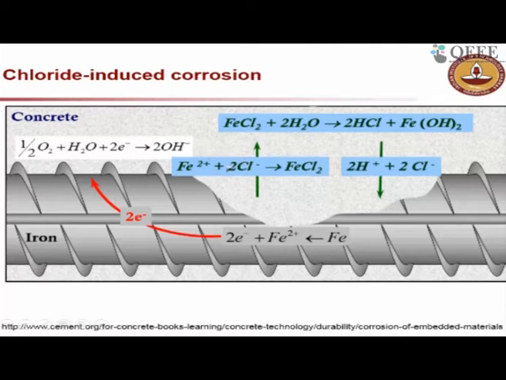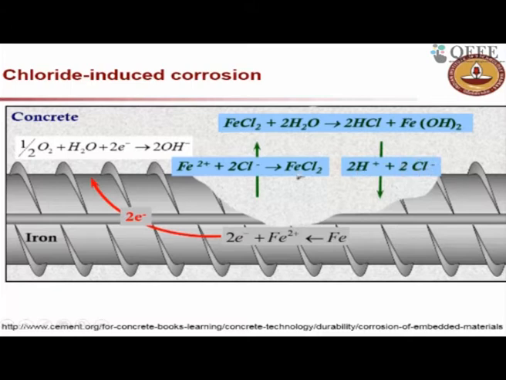So this is the chloride available, that will be combined with this Fe2+ which is released from here. That will form FeCl2, which in the presence of moisture will form HCl and some rust. So this is the rust being formed. Now this HCl will dissociate again into H+ and Cl-.